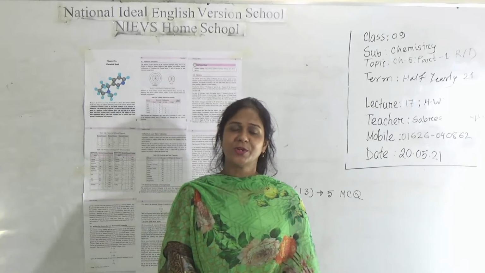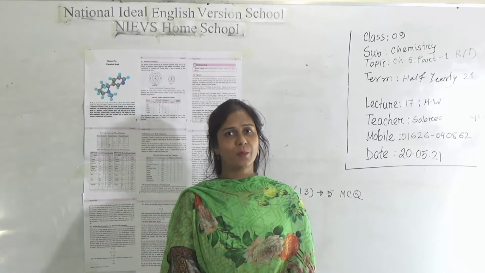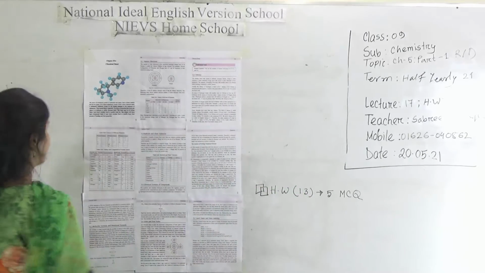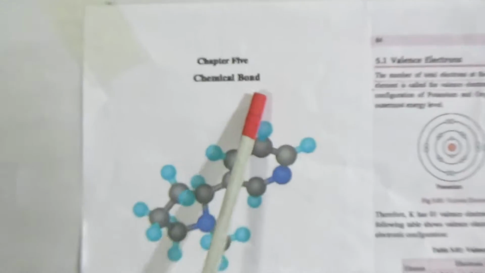On chapter 5. The name of the chapter is chemical bond, and this is the first part of the chapter. So let us move forward to this topic. Dear students, the name of the chapter is chemical bond.